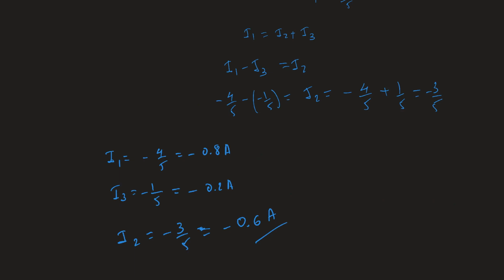So this is the result: I1 is minus 4/5. You take my picture and reverse all the currents, because all the currents are negative. The second part is just for you. I trust that you can do the second part. Good luck.